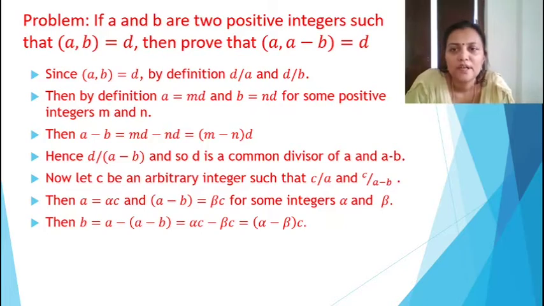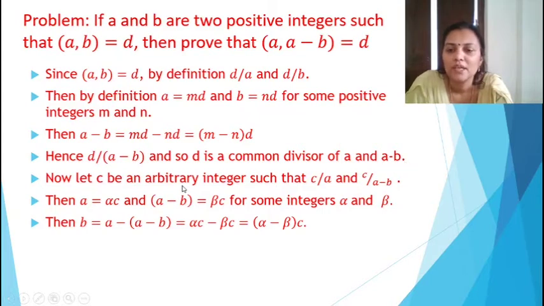So since d divides a, we could write a equal to md, and d divides b, so b can be written as b equal to nd for some positive integers m and n. Then we could write a minus b is equal to md minus nd, which is equal to (m minus n) into d. We have to show that GCD of a, a minus b equal to d. So hence we got d divides a minus b, since a minus b is a multiple of d. So d is a common divisor of a and a minus b.